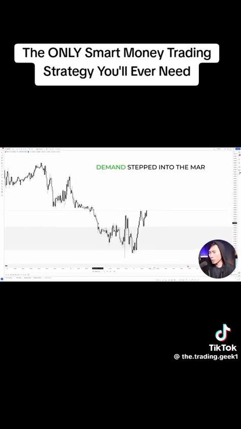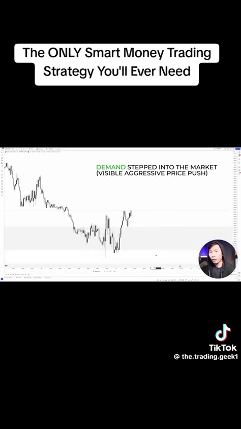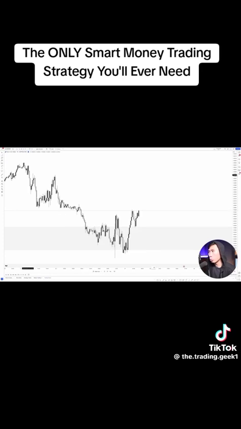Okay, so over here, price has already mitigated this demand zone, right? And that is when we are looking for our market shift. Now, how do we know the market shift has happened? We just continue to map out the internal structure, the lower time frame structure.